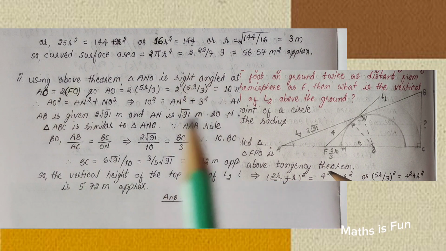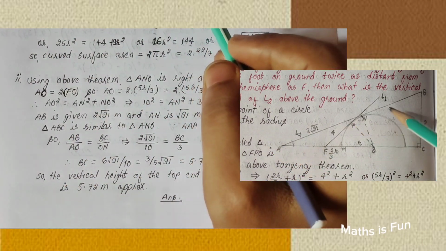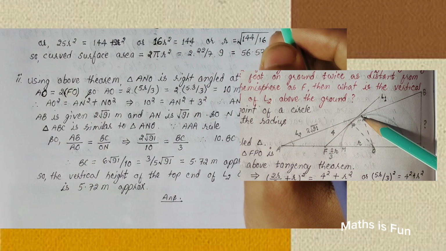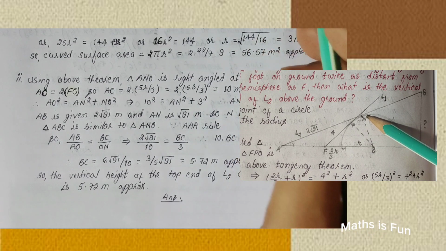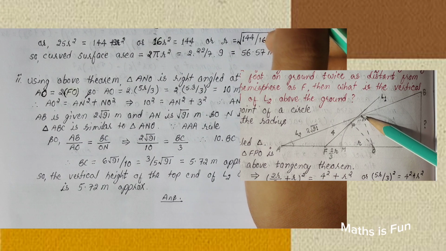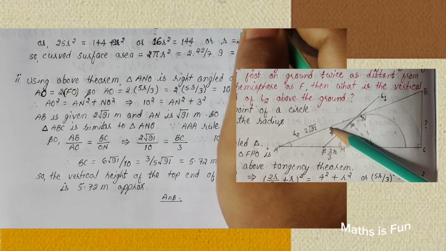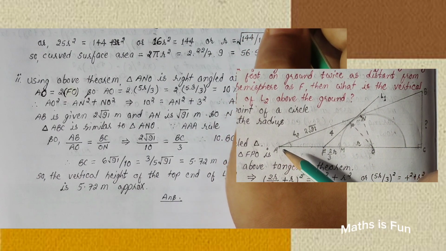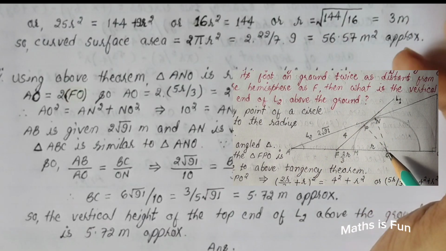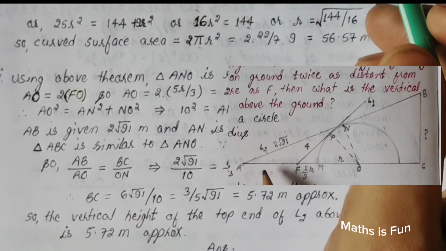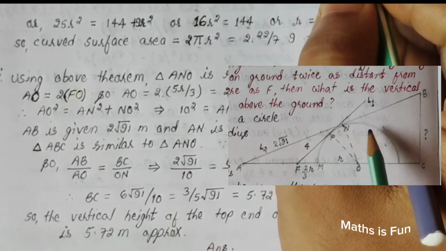Now we are going to use the same theorem here also. That is, our ladder L2 is a tangent to this hemisphere. So the point of contact N is the point where they touch each other, and from N we have a radius NO. So this NO is perpendicular to AB as per our theorem. So we have a triangle ANO. It is right angled at N. So now we can use the Pythagoras theorem, that is AO square equals AN square plus NO square.